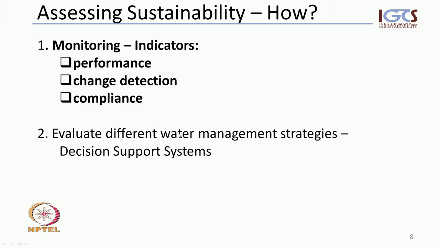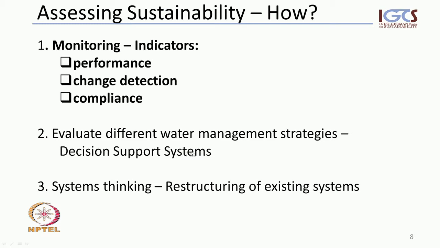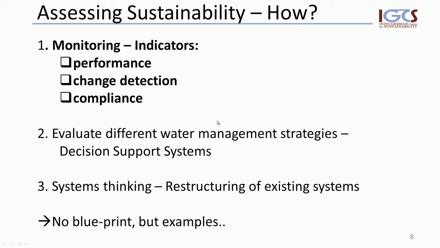And the second of these options of assessing sustainability is to evaluate different water management strategies. And this takes us to something that we call decision support systems. And the third is an approach that is called systems thinking. And this leads us to the restructuring of existing systems. Now, let's keep in mind that there is no blueprint, no final recipe available to assess sustainability, especially in river basin management. But I want to give you some examples.